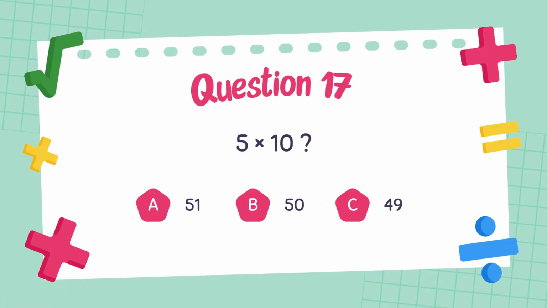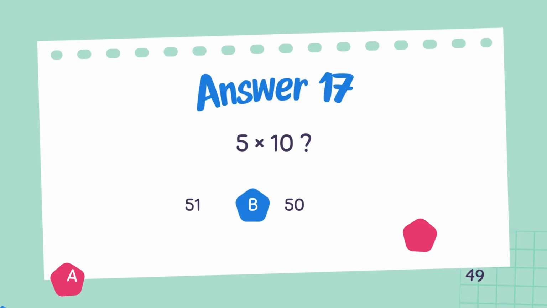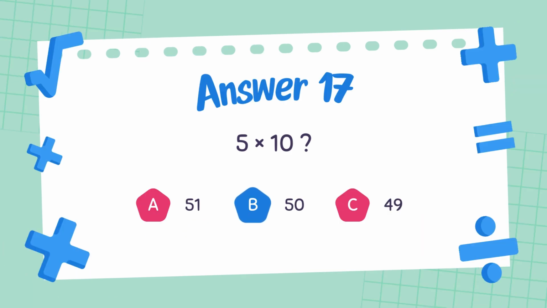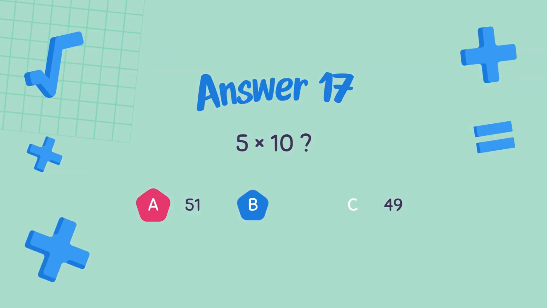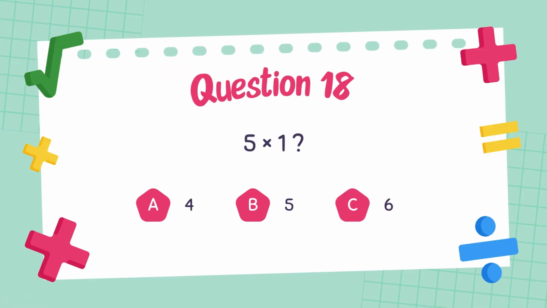Question 17. What is 5 times 10? Is it A, 51, B, 50, or C, 49? The answer is B, 50. Awesome job.